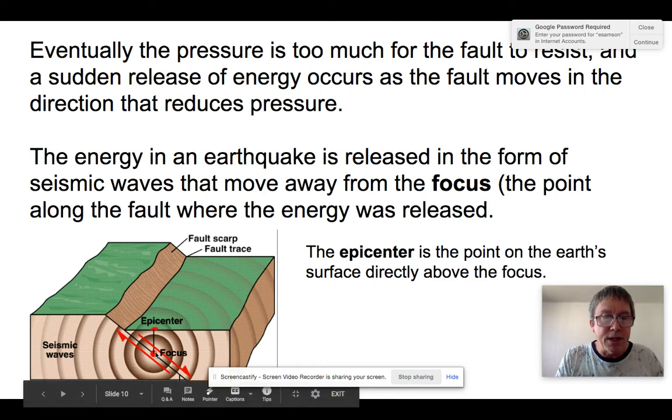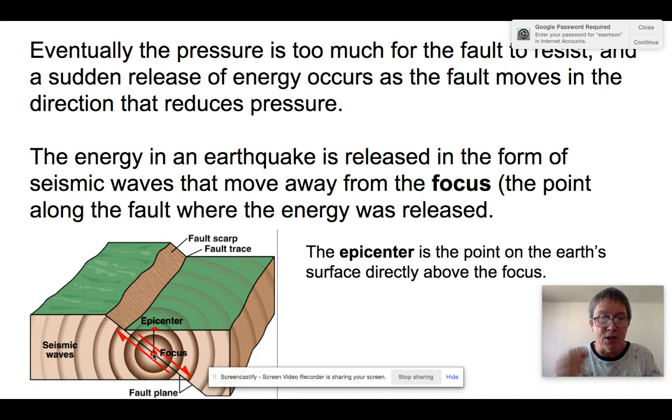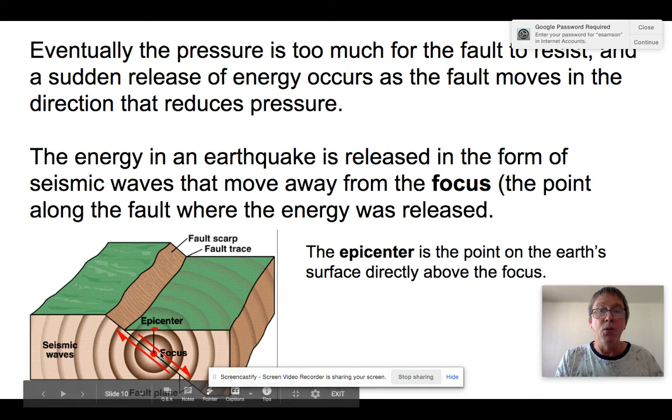But there's a point along the fault where the movement actually occurred, and we call that the focus of the earthquake. That is where the energy was released, and it released a lot of energy. It's like an atomic bomb at times. That much energy, more.